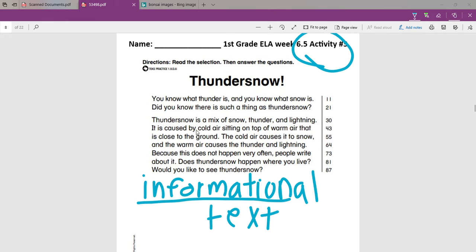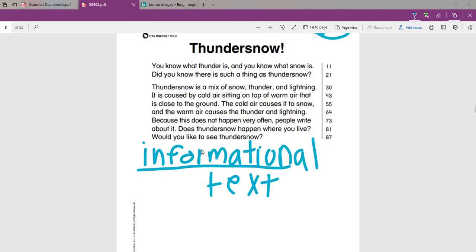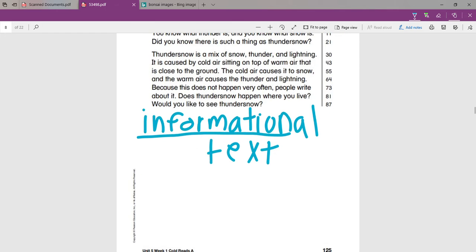It is caused by cold air sitting on top of warm air that is close to the ground. So think about that. Let me try to draw a picture. You want me to try to draw a picture? Hopefully it doesn't look too silly. So it says, this is caused by cold air. So let's do some cold air. And I'm going to put the word cold.